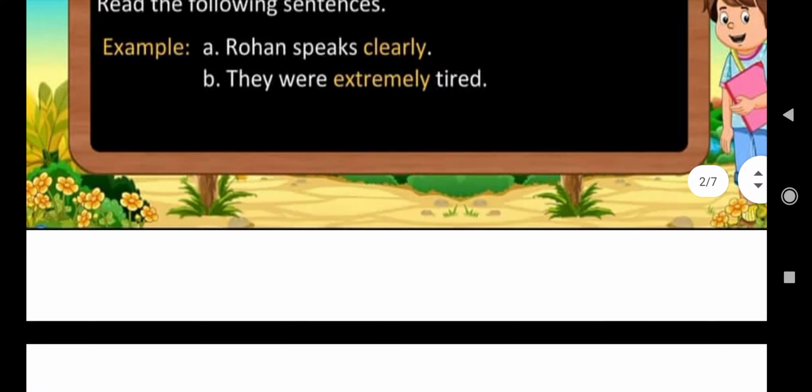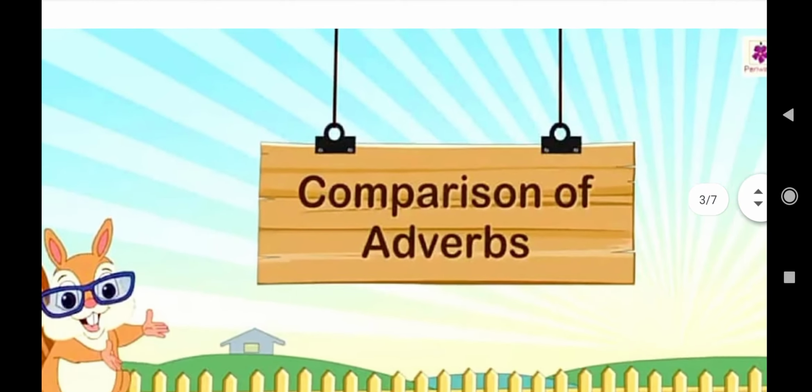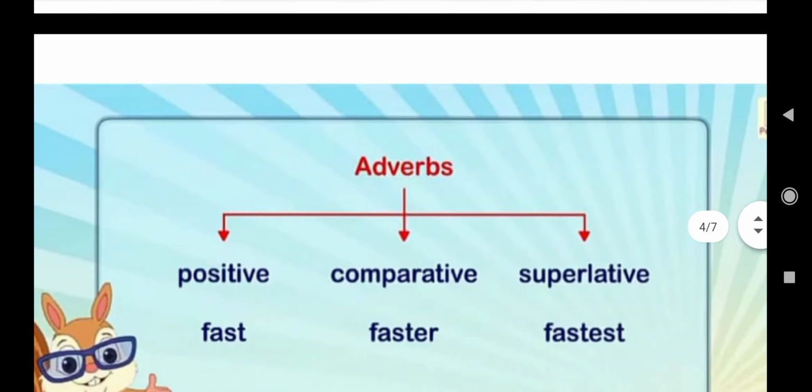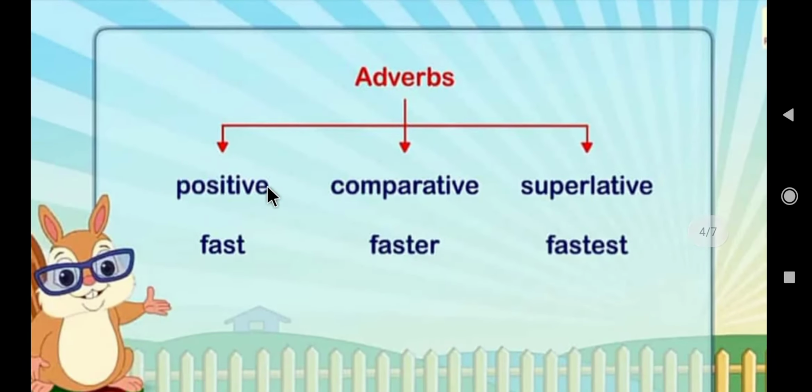Now, today our main topic is comparison of adverbs. That is another kind of adverb and it is very similar to adjective because in adjective we basically have positive, comparative and superlative degree. Same we are having in adverbs: positive, comparative and superlative degree. So, positive degree of the word fast is fast. Comparative degree of the word fast is faster. Superlative degree of the word fast is fastest. So these are the three degrees of comparison of an adverb.